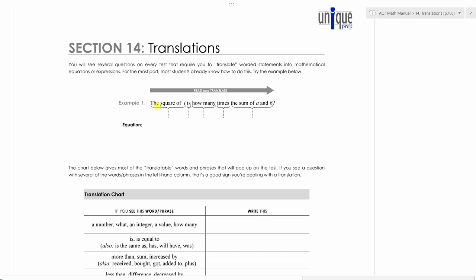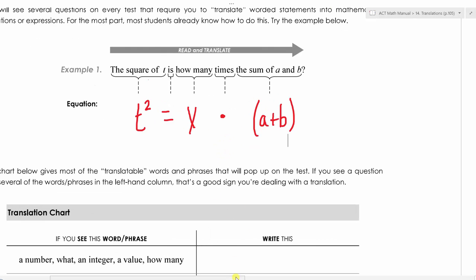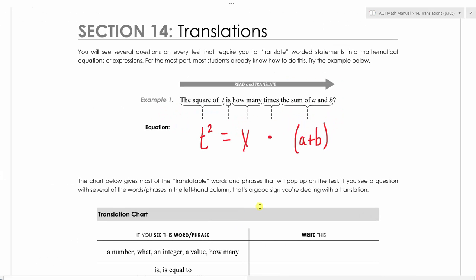As we read this statement from left to right, there are certain phrases and words, which you can see marked with brackets, that can be translated into an algebraic expression or equation. So the square of t is, how many is an unknown, so I'll put an x, times, and then the sum of a and b. The sum of a and b looks like that. So this is t squared equals x times a plus b. That is what we mean by translations. We mean taking a worded statement and putting that worded statement into an algebraic expression or equation.